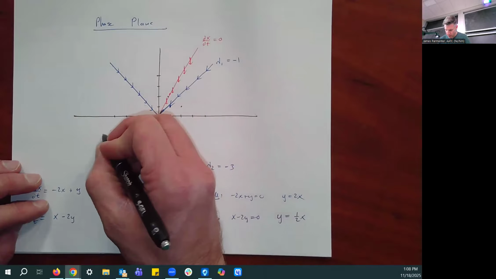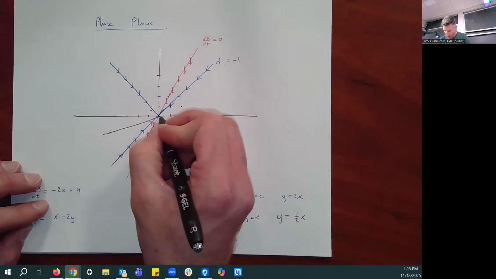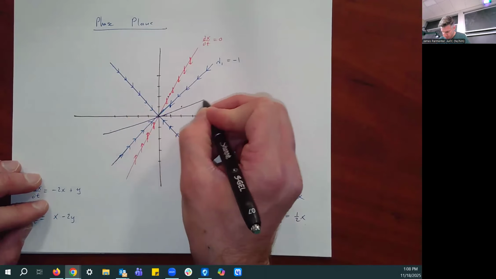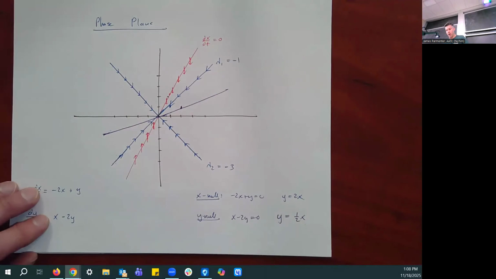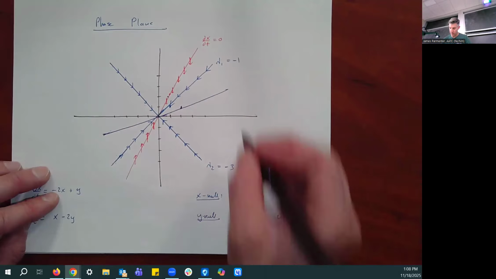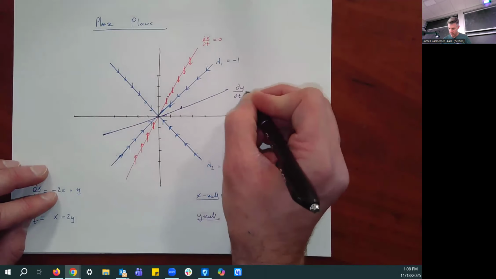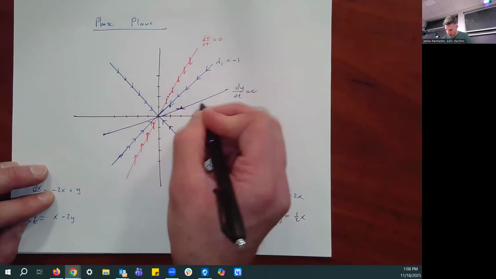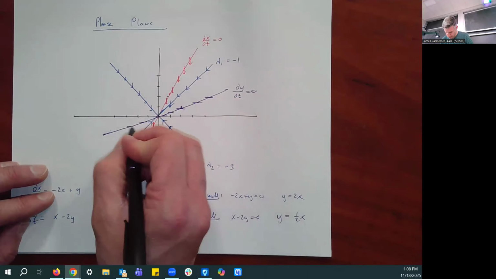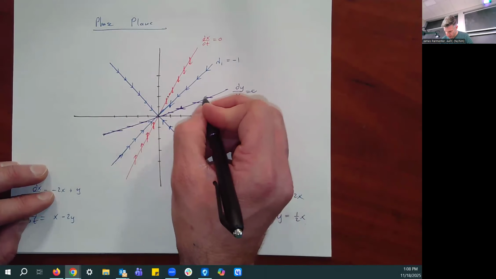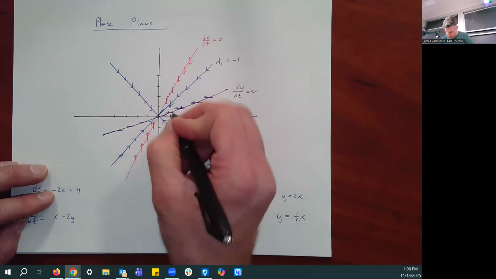So my other null line is y equals 1/2 x. Don't draw the arrows at the end, James. And then here, all my things should be pointing purely horizontally because this is dy/dt equal to 0. So everything is going like that. And these ones should be pointing left. These ones over here are pointing right.